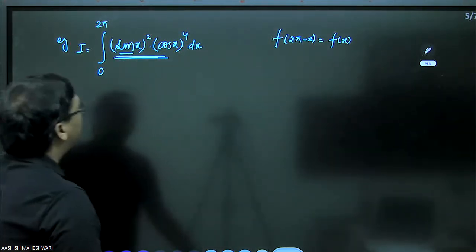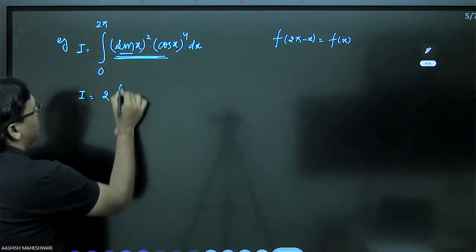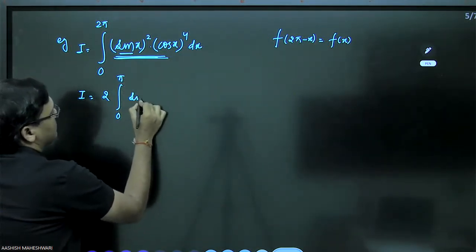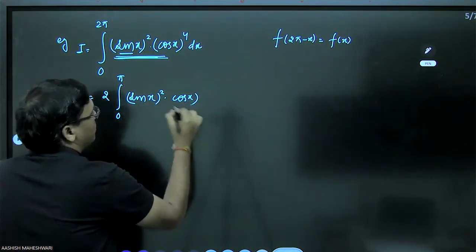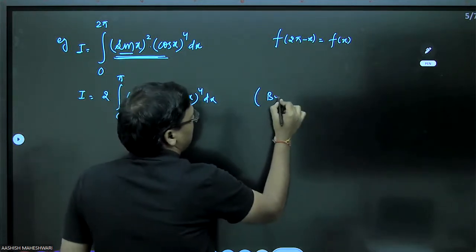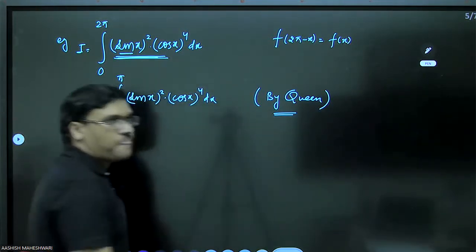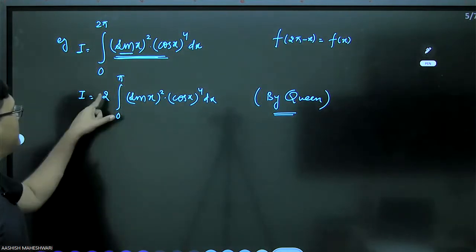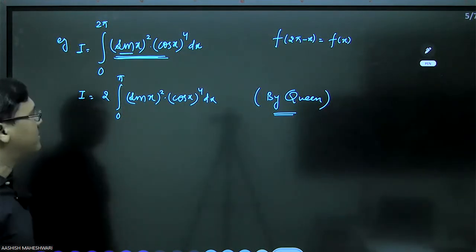So what you can do is, you can say this is I equals 2 times integral 0 to pi sin x square into cos x raised to 4 dx. This is by Queen property. Okay, this first step is clear. I have just taken this half. I have written this limit as half of this, right?